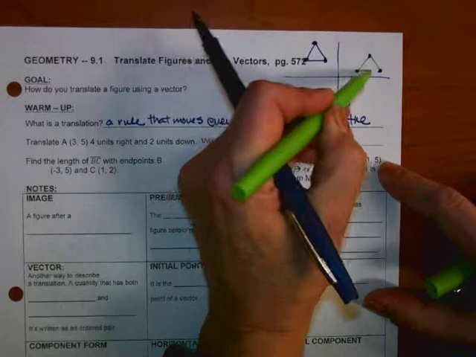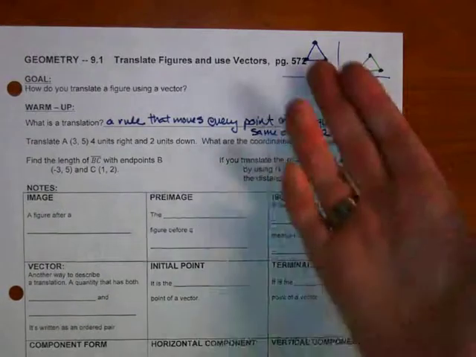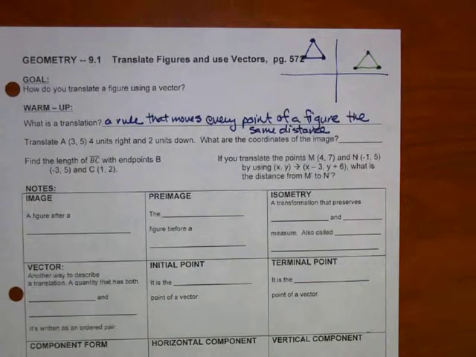So I moved them the same distance, whatever the rule told me to move each point. And so that means I've translated that figure. Have I changed its size at all? Did I change its shape at all? That's a translation. You're just sliding it from one spot to another basically on the graph. That's what a translation is.